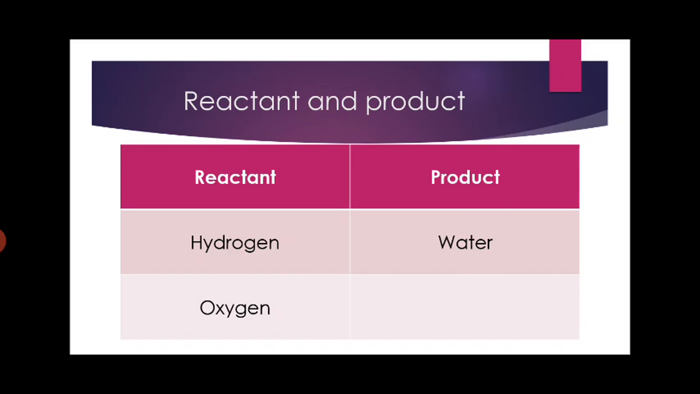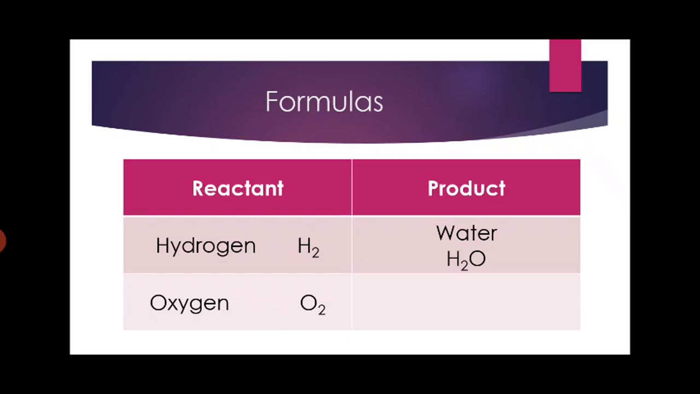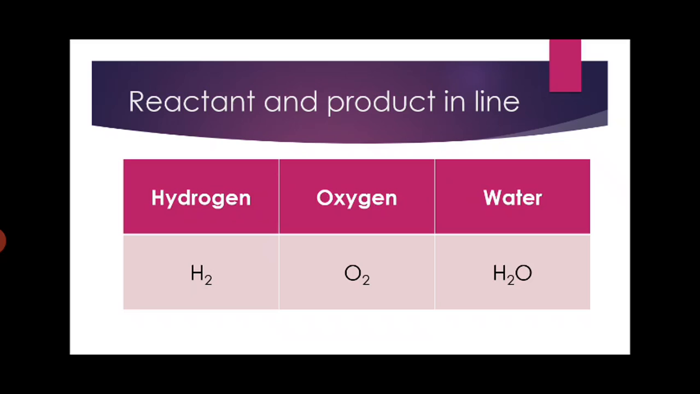Now let's write the formulas of these reactants and product. Hydrogen, which is a reactant, H2; oxygen, which is also a reactant, O2; and water, which is the product, its formula is H2O. Let's write the reactants and product in one line. Hydrogen H2, oxygen O2, and water H2O. These two are reactants and this one is the product.